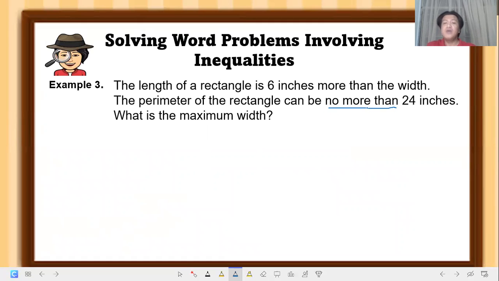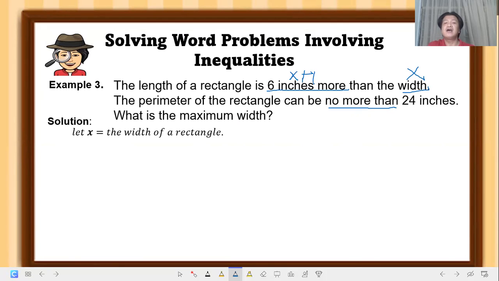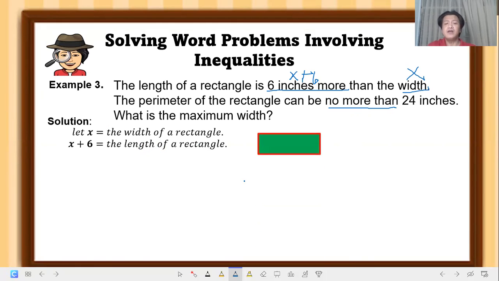Okay, ibig sabihin, we are going to represent first the solution. Okay, let x the width of a rectangle. And since nabanggit nga dito ay ang length ng rectangle ay 6 inches more. Kung ito yung x natin, mas mataas to ng 6 na inches si length. Kaya nga x plus 6 natin siya. Kaya nga that is your x plus 6 would be your length of a rectangle. And from that, you are going to illustrate the rectangle. Ito yung length, width mo, yung x, yung length mo x plus 6.